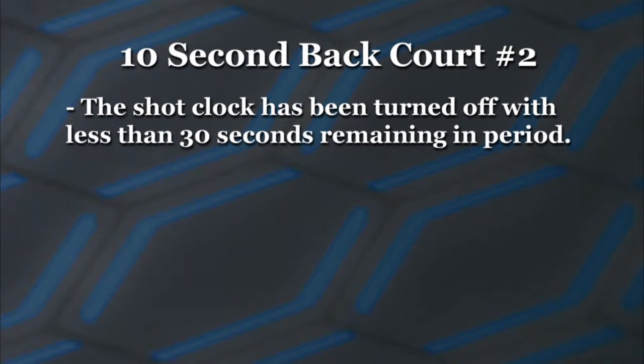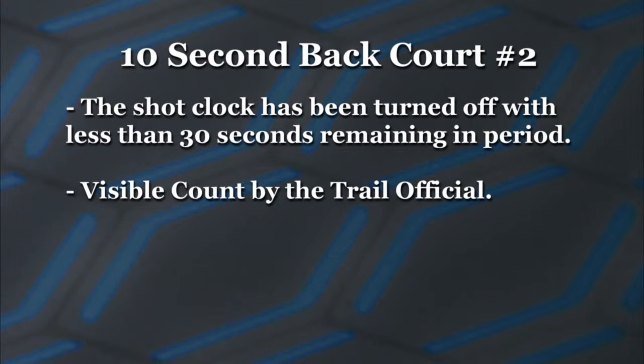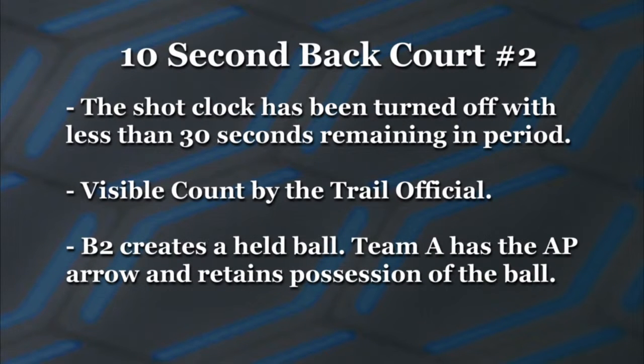The shot clock has been turned off because there are less than 30 seconds remaining in a period. The trail official is visibly counting the 10 seconds for the backcourt rule. A2 is in control of the ball in the backcourt for 6 seconds when B2 creates a held ball. Team A has the AP arrow and retains possession of the ball. The official will visibly and verbally let both benches and the table know that Team A has just 4 seconds remaining on the count before violating the 10-second backcourt rule.